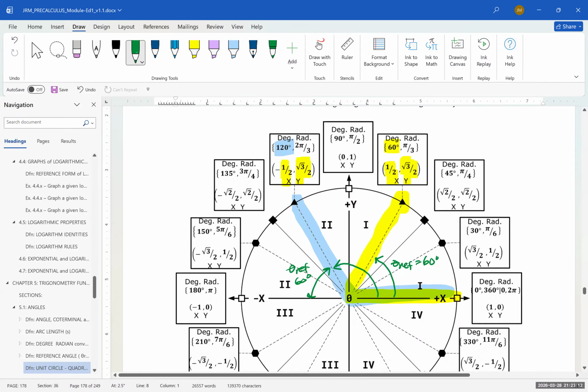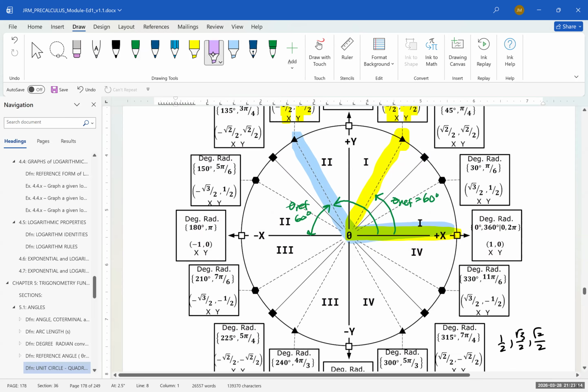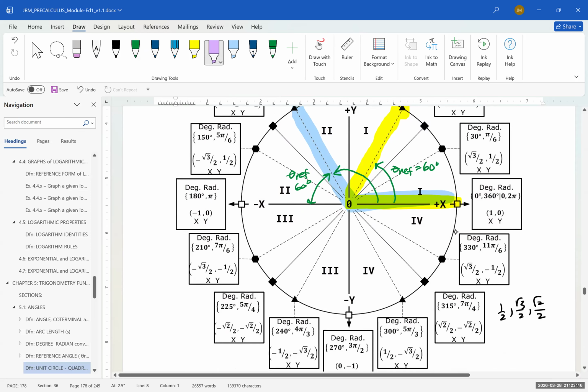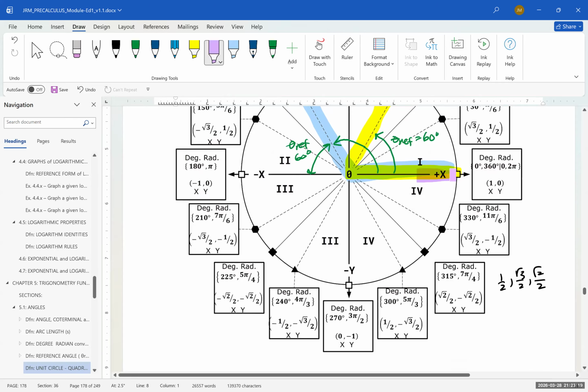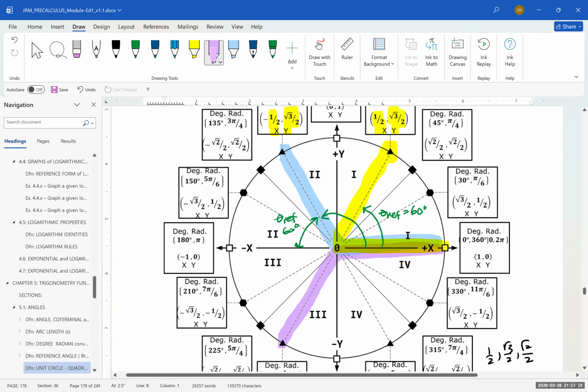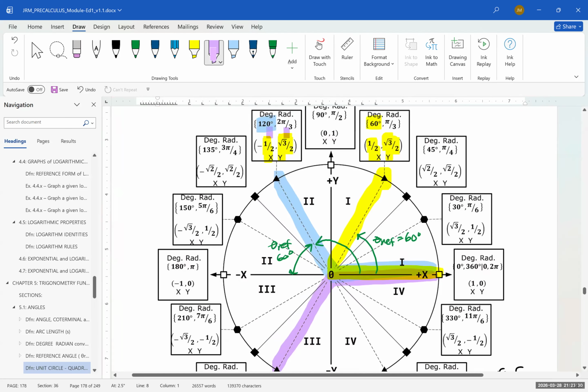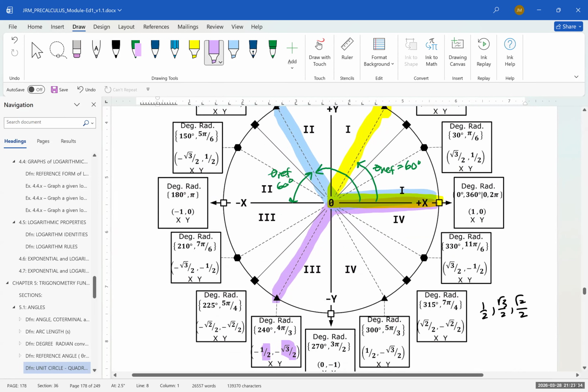Well, look at the coordinates for this angle here. It's 1/2, square root of 3 over 2. The same 1/2 and square root of 3 over 2 as we had up here, here, and here. And why is that? That's because the reference angle between that terminal side and the x-axis is also 60 degrees.